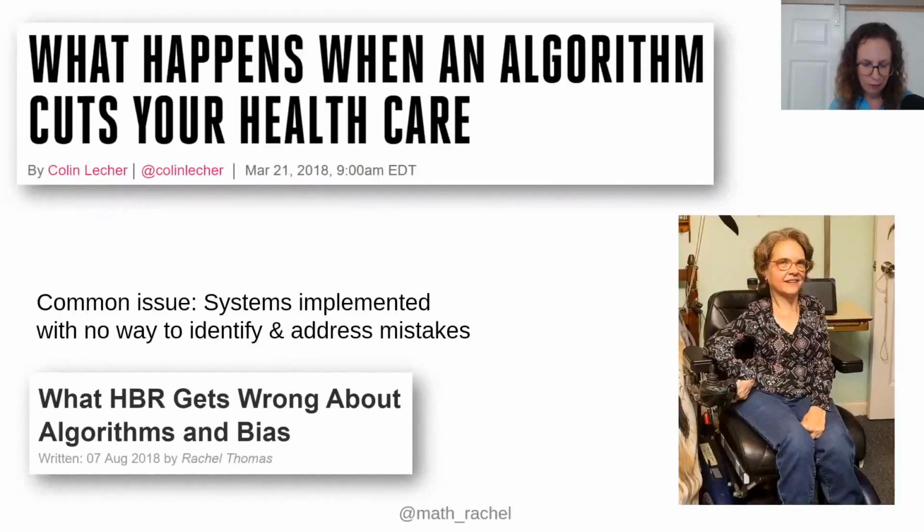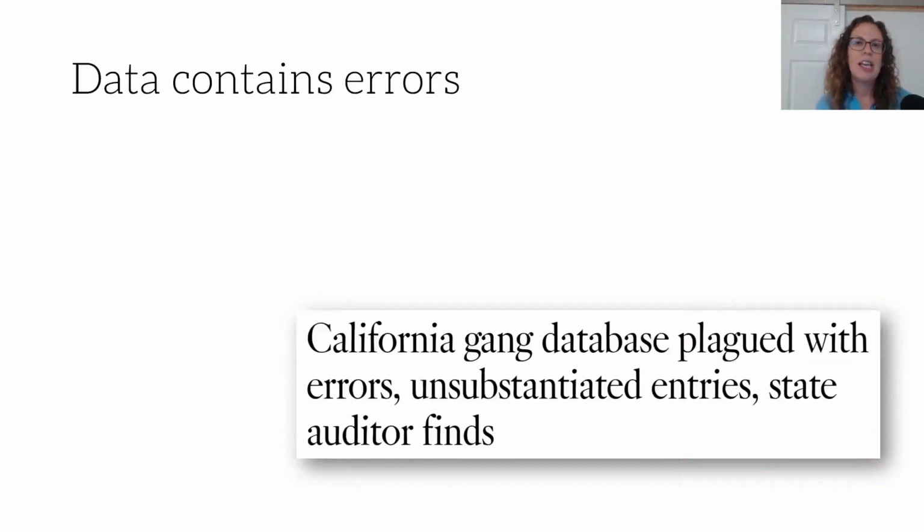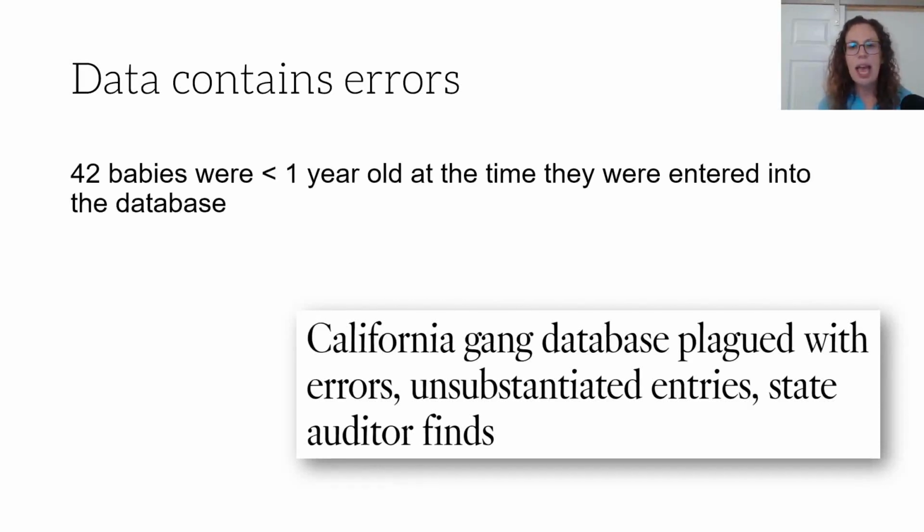So returning to this topic of accountability and recourse, something to keep in mind is that data contains errors. There was a database used in California that's tracking supposedly gang members, and an auditor found that there were 42 babies under the age of 1 who had been entered into this database. And something concerning about the database is that it's basically never updated. I mean, people are added, but they're not removed. And so once you're in there, you're in there.